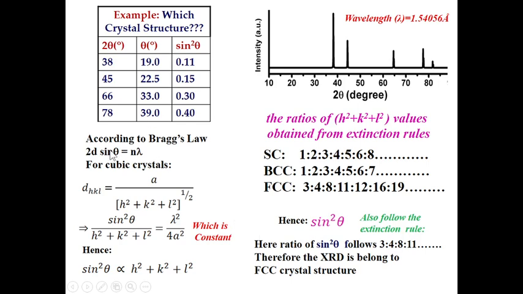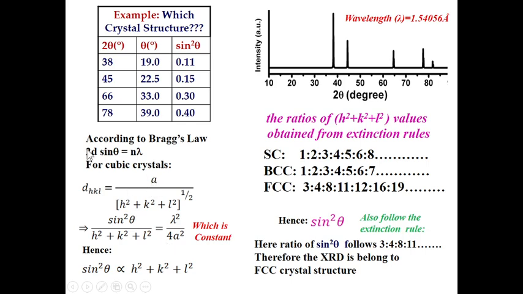How is it? You can see that according to Bragg's law, 2d sin theta is equal to n lambda. For a cubic crystal, d_HKL is nothing but a divided by the square root of H square plus K square plus L square. This we have already studied, and that implies, if we put this in instead of d and consider the square of both sides, then we find that sin square theta by H square plus K square plus L square will be equal to lambda square by 4 a square.